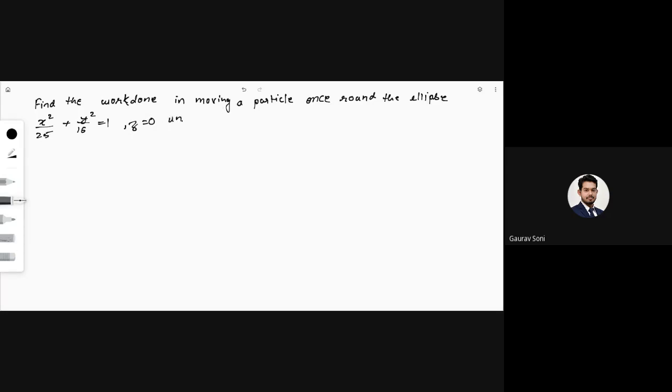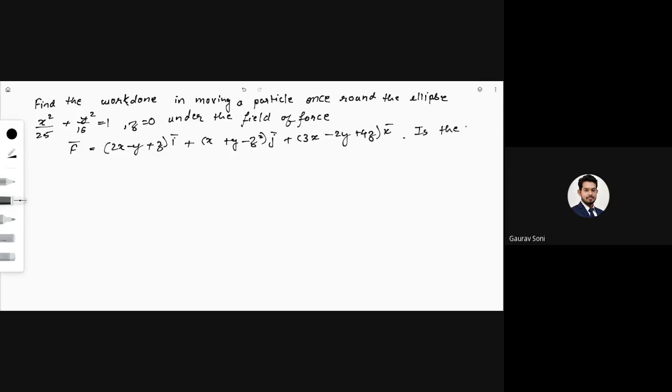Under the field of force, F bar is equal to 2x minus y plus z, i bar plus x plus y minus z square, j bar plus 3x minus 2y plus 4z, k bar. Is the field conservative?